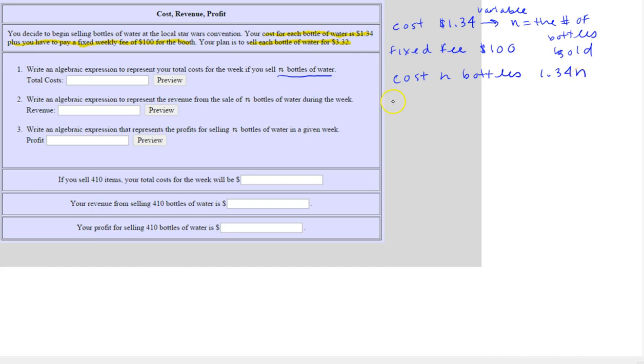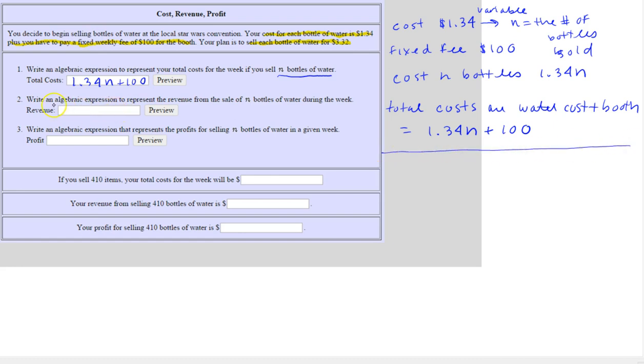So your total costs are the water cost plus the cost of the booth. So that's going to equal $1.34 per bottle plus the $100 for the booth. So let's write that in here. 1.34N plus 100.